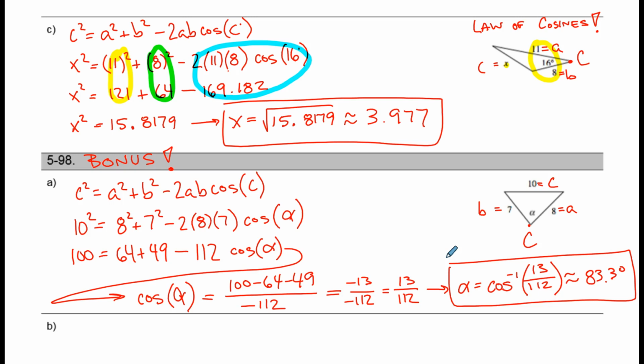So what I did here was I got to this step, and I found that I had a bunch of numbers, and cosine of alpha was still just a symbol. So what I did is I solved for that symbol by subtracting 64 and 49 from both sides and then dividing both sides by negative 112. And that simplified to this, 13 over 112. Well, if the cosine of alpha equals 13 over 112, that means alpha equals the inverse cosine of 13 over 112. And this I plugged into my calculator to get 83.3 degrees.